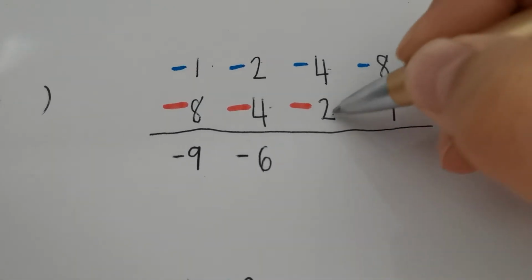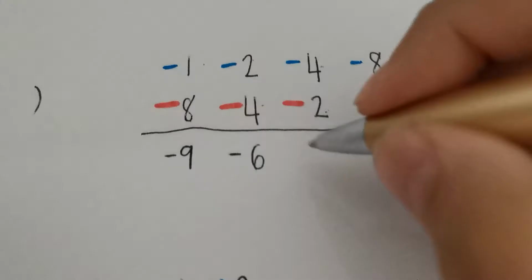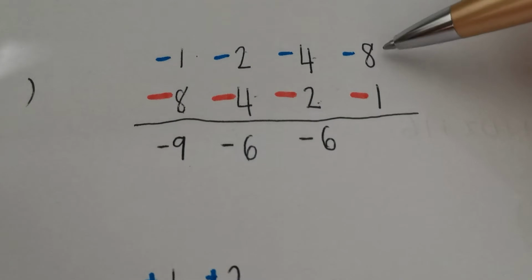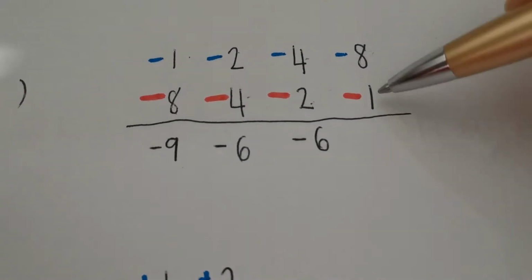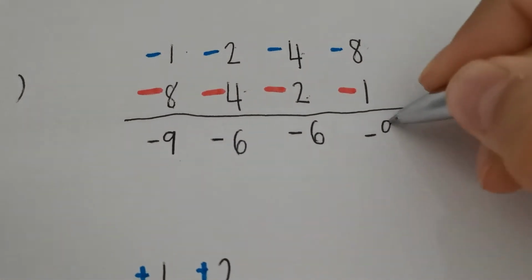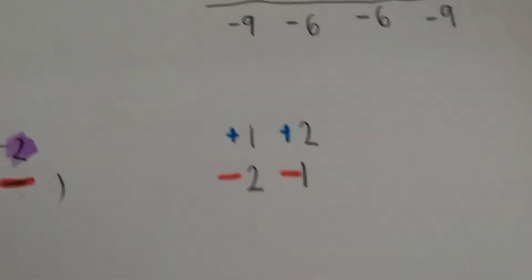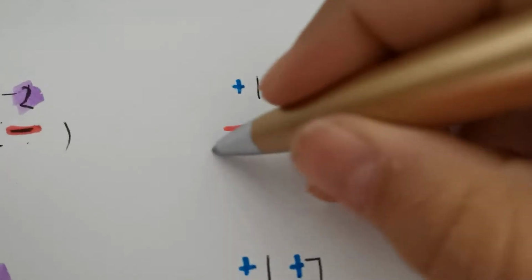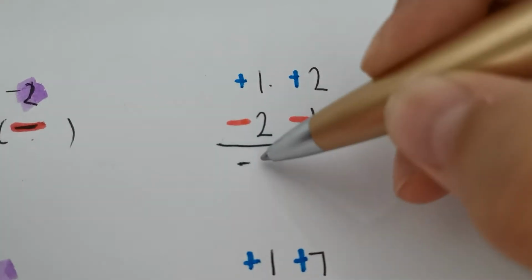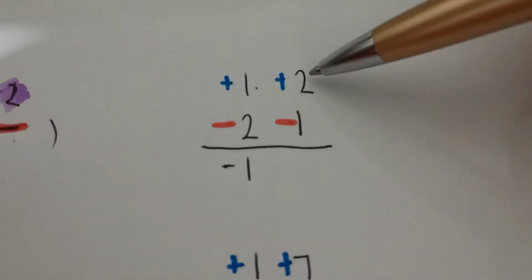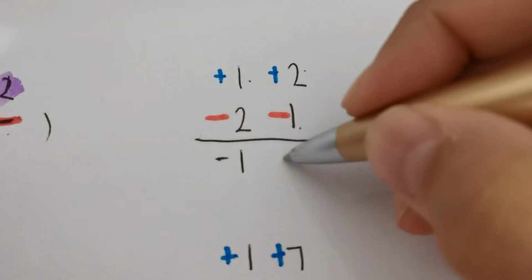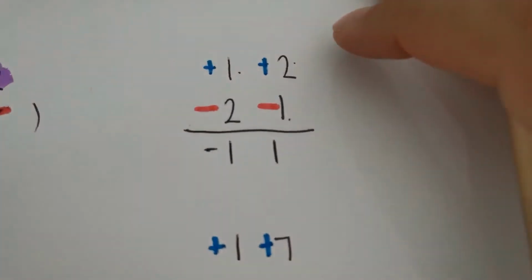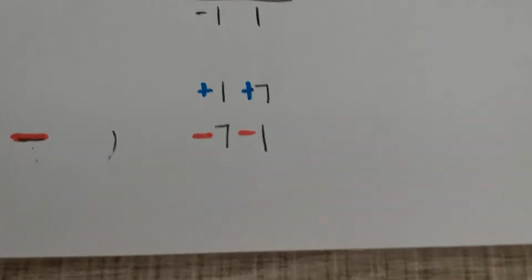Minus 4, minus 2. Can you see we add them? Gives me minus 6. I got negative 8, or minus 8, minus 1, negative 9. Okay, let's continue. 1 minus 2 gives me negative 1. And this one, 2 minus 1, gives me positive 1. Okay, do I have to write the positive? No, not really. What if you did write it?